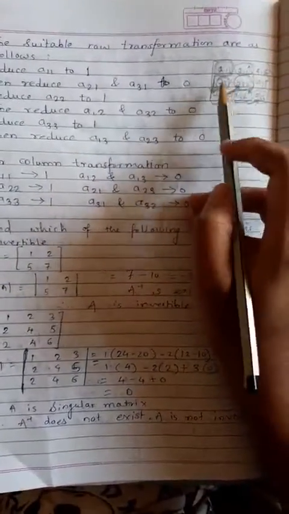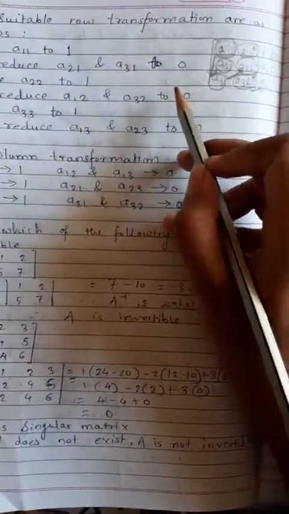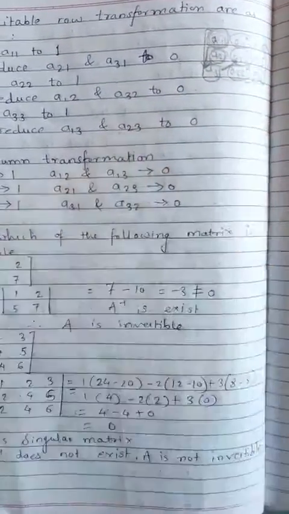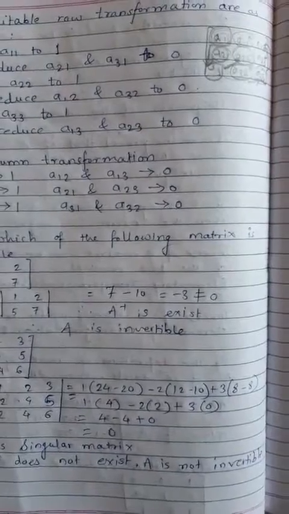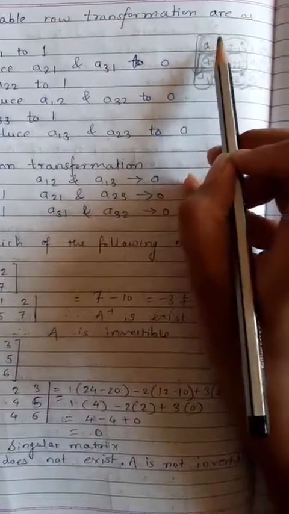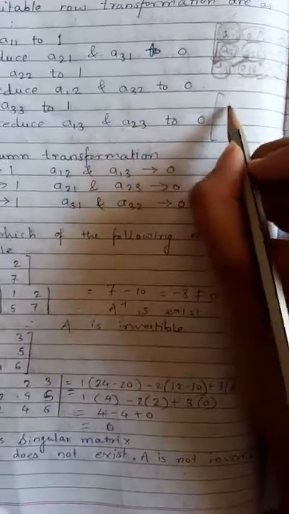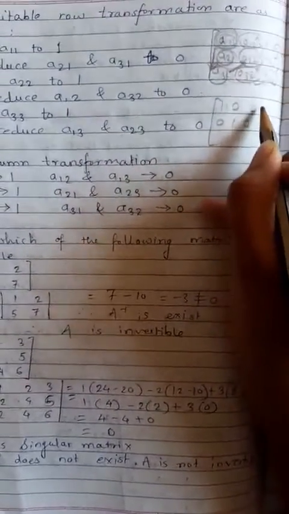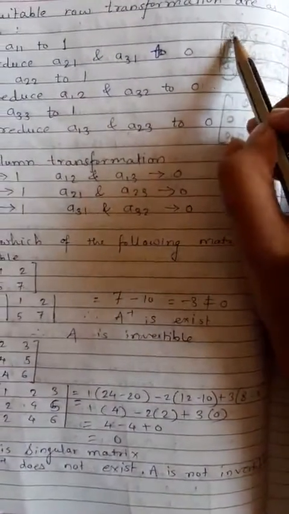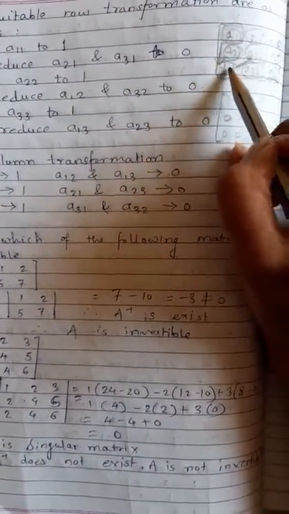Okay. So students, how to find out the inverse: you have to reduce this matrix into an identity matrix. So while using the operations, or while reducing it, first you have to reduce it to 0 because our identity matrix is this, no? So first you have to convert this element into 1, then this and this element into 0.